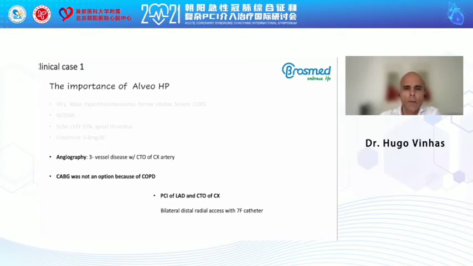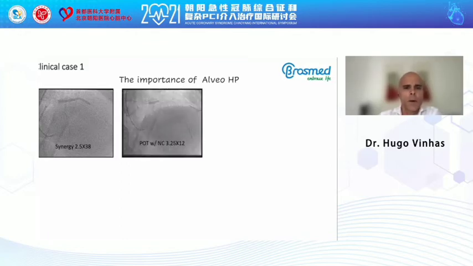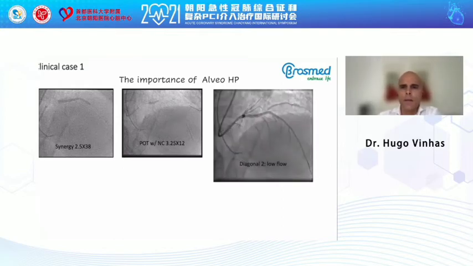First predilation with non-compliant balloons, and then putting a long Synergy stent, 2.5, and a POT with a 3.25 non-compliant balloon. And this is the immediate result. We protected the second diagonal, which was the most important. And we can see that after putting the stent, the second diagonal has some compromised flow.